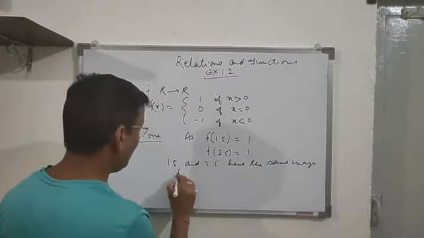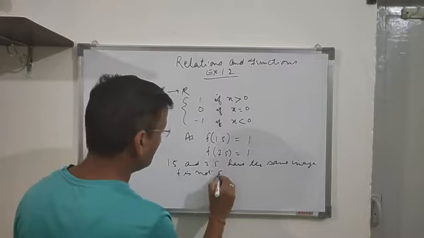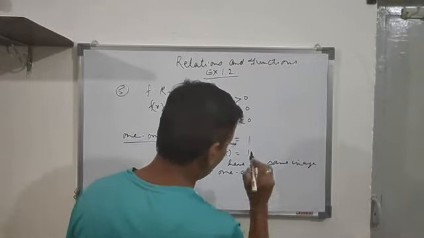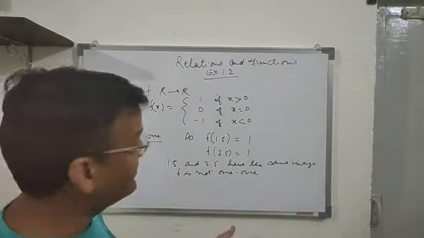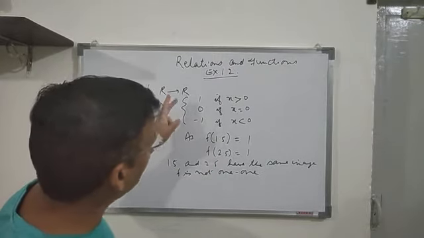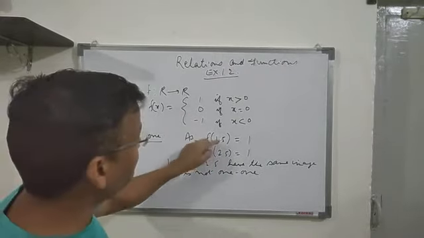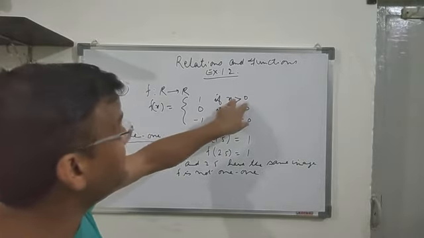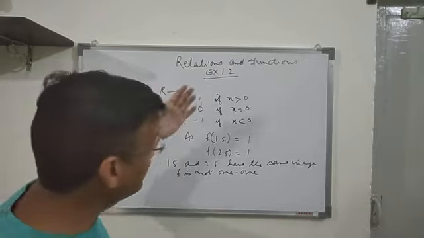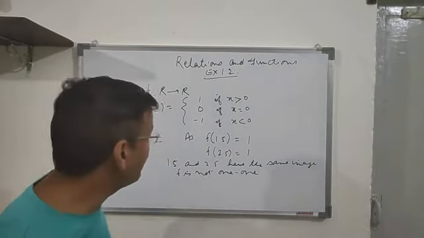Therefore f is not 1-1. Now if I say this, which type of function is this? It is a many-one function. Many elements of the domain have the same image. So 1.5, 2.5, 3.5, for all those values which are greater than 0, the image is 1. So it is not a 1-1 function, but it is a many-one function.